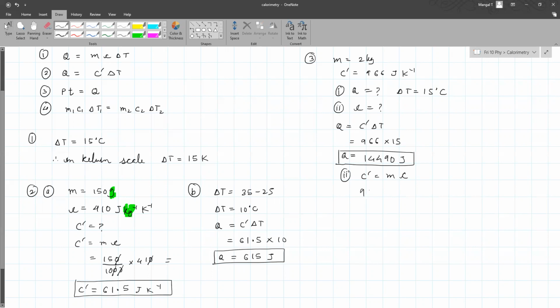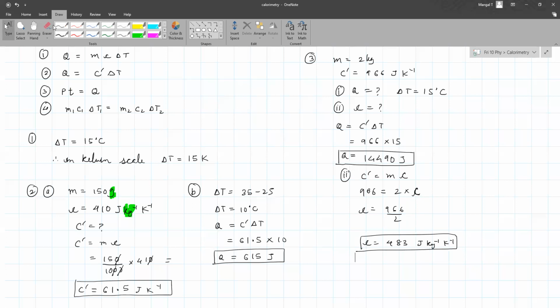So here you have 966. This is 2 into C, small c. So 966 upon 2, 483. So this will be 483 joule per kg per Kelvin. That will be the specific heat capacity.